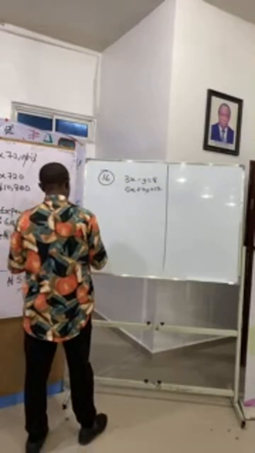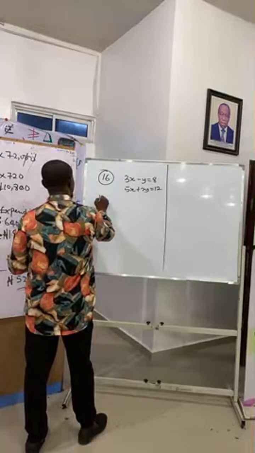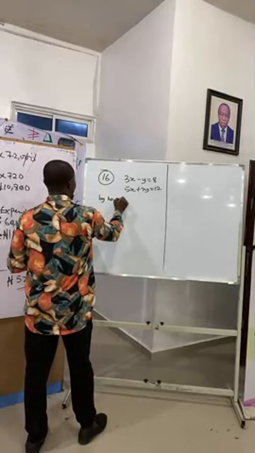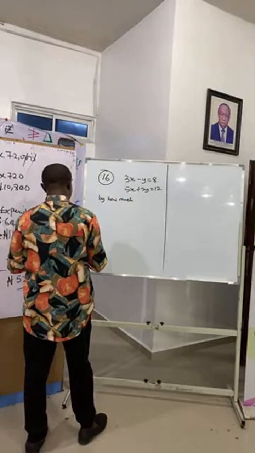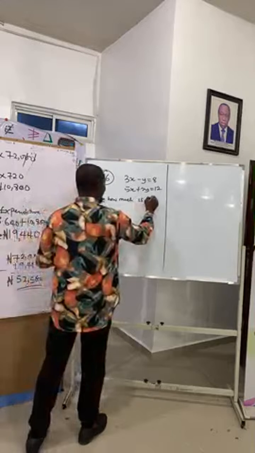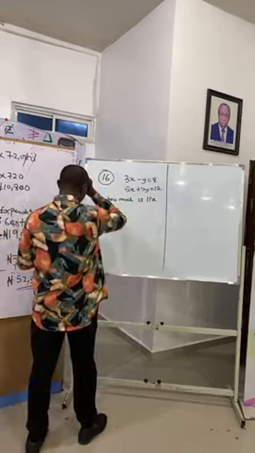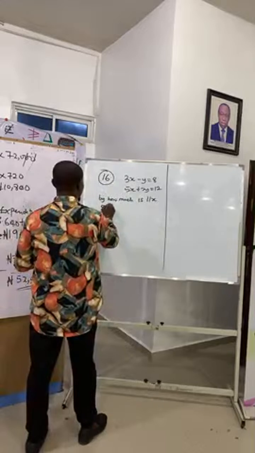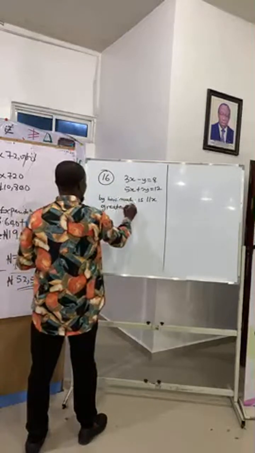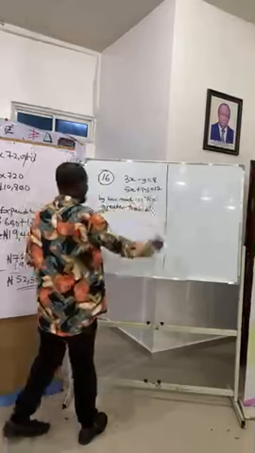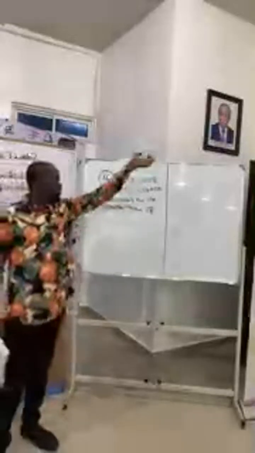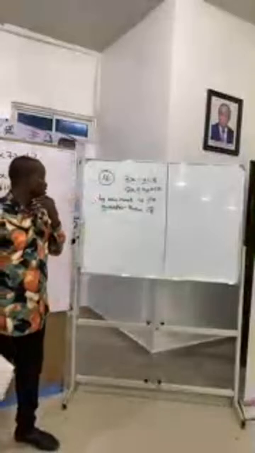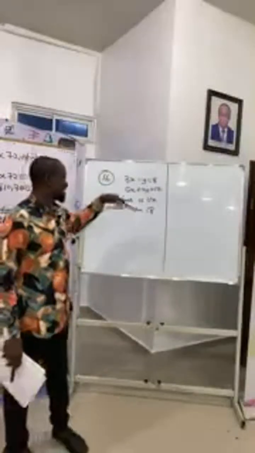They say find... they say by how much? Now the same question: by how much is 11x greater than 18? The equations are 3x minus y equals 8, and 5x plus y equals 5.